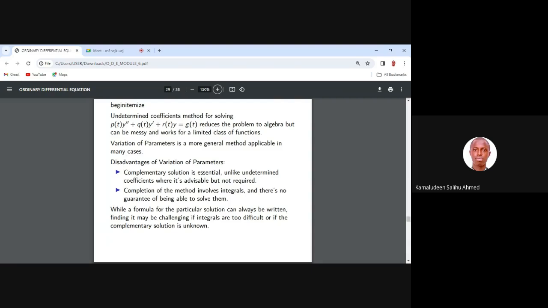I think those are the only two disadvantages, the challenges we'll be facing here. While a formula for the particular solution can always be written, finding it may be challenging if the integrals are too difficult or if the complementary solution is unknown.